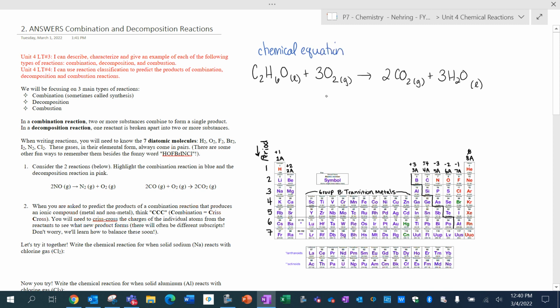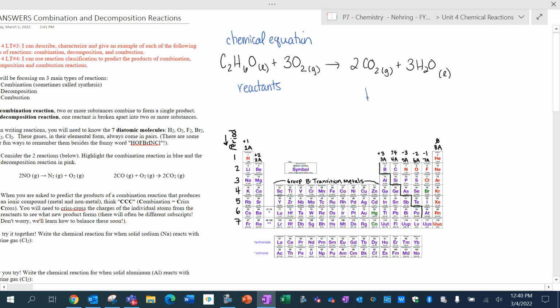The stuff on the left-hand side of the equation is called our reactants. Those are the things that we start with. Over here on the right-hand side, those are the products. That's what is made during the reaction. The arrow indicates the change that is occurring, that your reactants are turning into products. And we see these little symbols represent states of matter like liquid and gas.